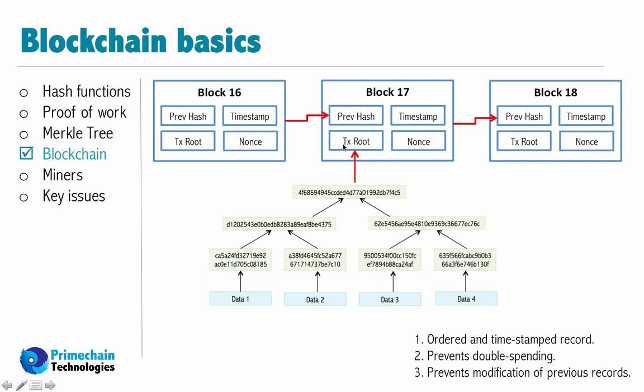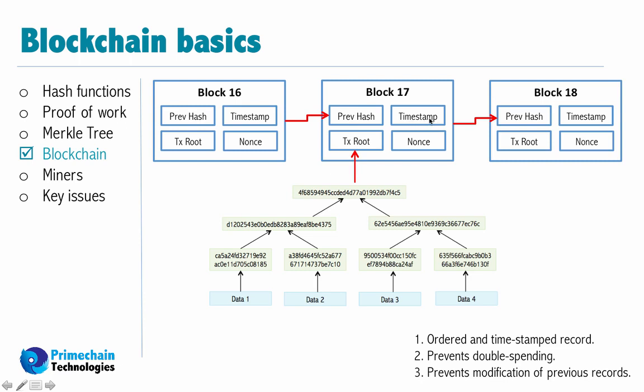Second is the transaction root, which is basically the Merkle root of all the data or transactions that are going to go into block number 17. So as discussed earlier, we have 4 pieces of data, for example. We get the hashes. Concatenate the first 2, we get this hash. Concatenate 3 and 4, we get this hash. Then we concatenate these 2, we get this hash. And this final hash, called the Merkle root or the transaction root, goes here.